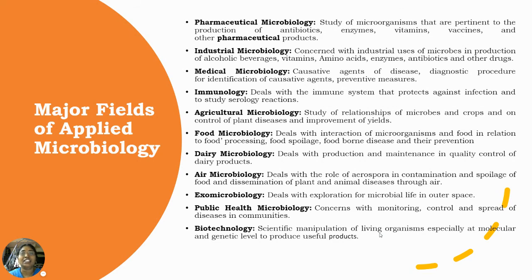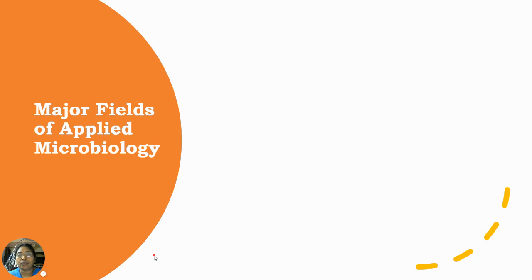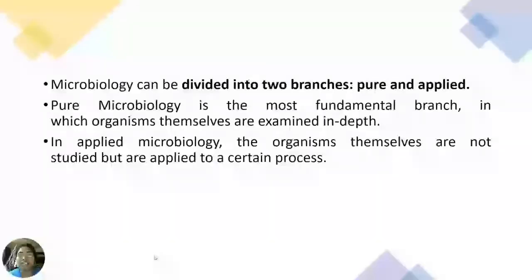All these are various branches that come under applied microbiology. These are only a few. So many other applied microbiology branches are also available, but I am restricted here to a few branches only. These are the branches of microbiology. Just revising, the branches can be divided into two types: pure microbiology and applied microbiology.